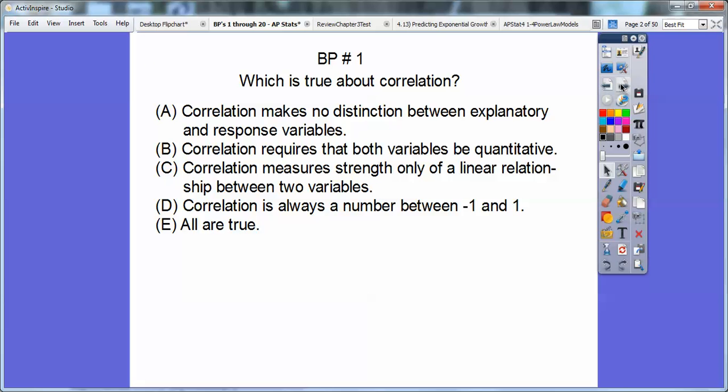It's going to take a bit. So these are the first 20. Which is true about correlation? Correlation makes no distinction between explanatory and response variables. Well, that's true. Correlation requires that both variables be quantitative. Well, that's true also. Correlation measures strength only of a linear relationship between two variables, true. And correlation is always a number between -1 and +1. So it's choice E. All of those are true.